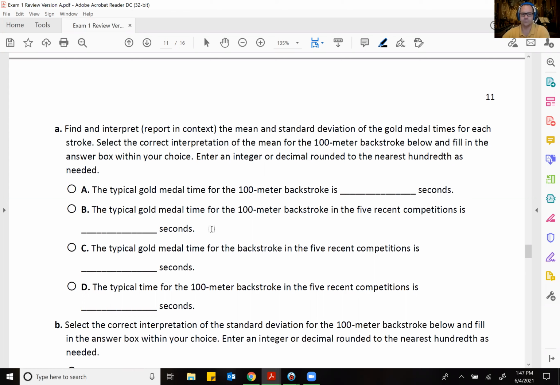She made this multiple choice. It is a multiple choice question. So what is the typical backstroke time? And then we get to choose which of these sentences makes the most sense for the meaning interpretation of it.